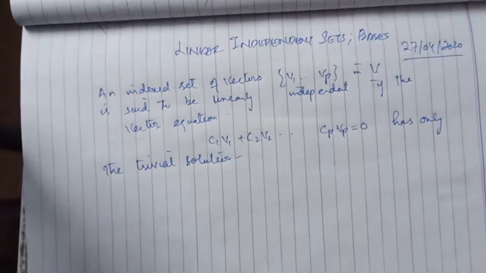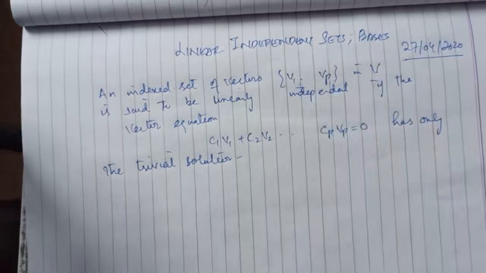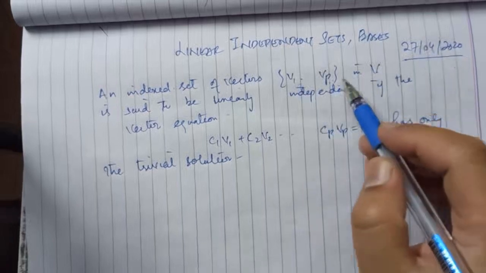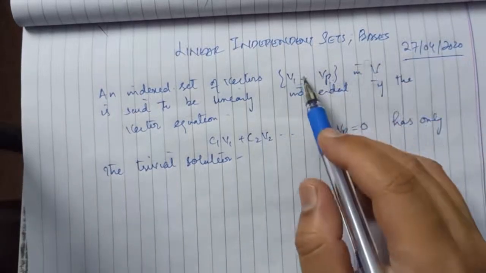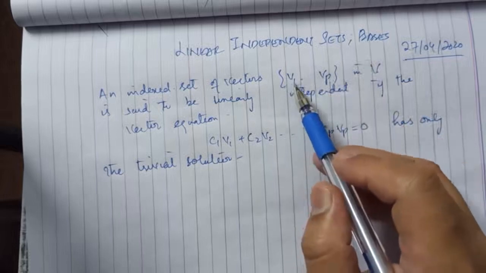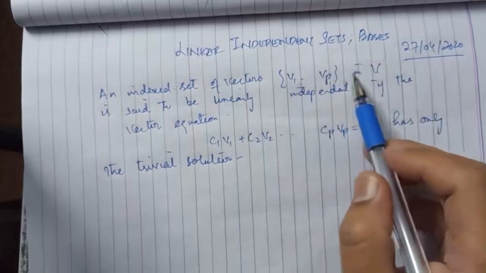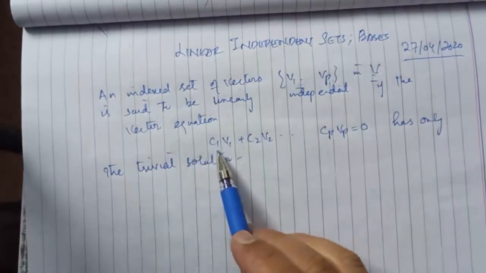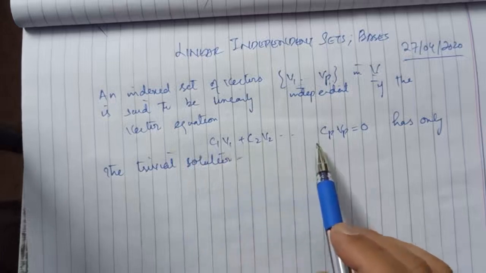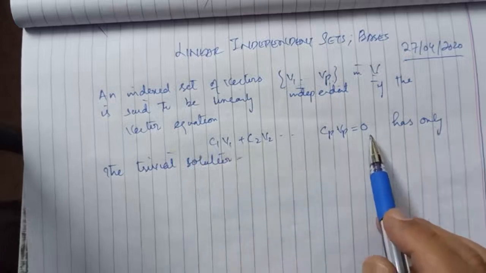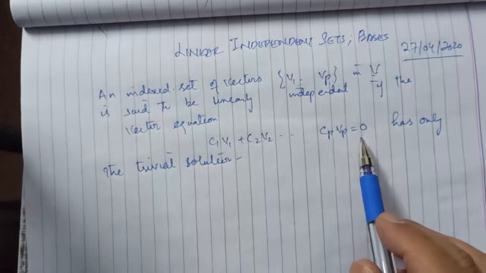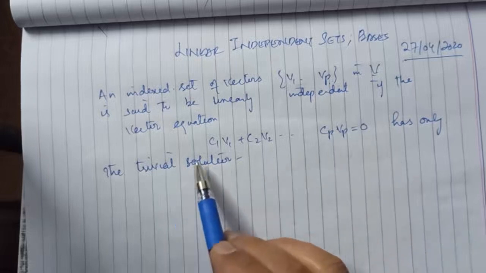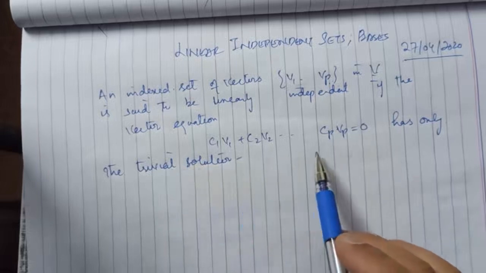So we already know that an indexed set of vectors, if I say there are p vectors in a vector space, and we assume here, instead of previously where there were certain vectors, that these vectors are now part of a vector space, is said to be linearly independent if the vector equation, the linear combination of all these vectors, sums up to 0 and has only the trivial solution in terms of C1 to Cp.